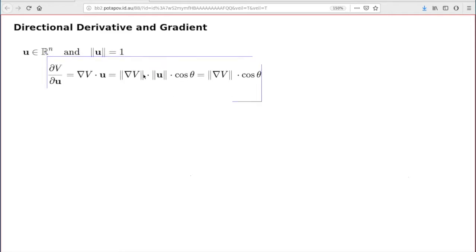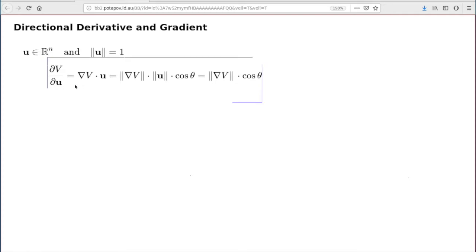So the formula says that the directional derivative in the direction of u, or rate of change in the direction of u, is given by the following dot product. Okay, it's the gradient dot product with the vector u, the normalized vector u.